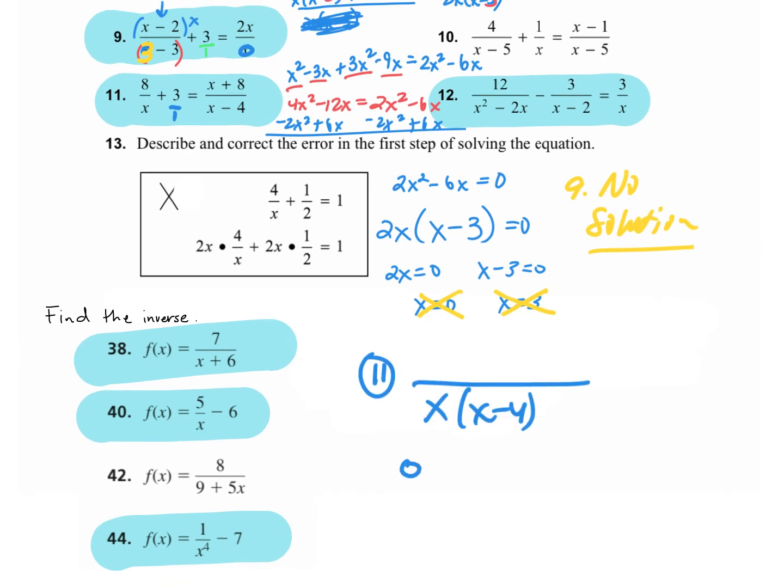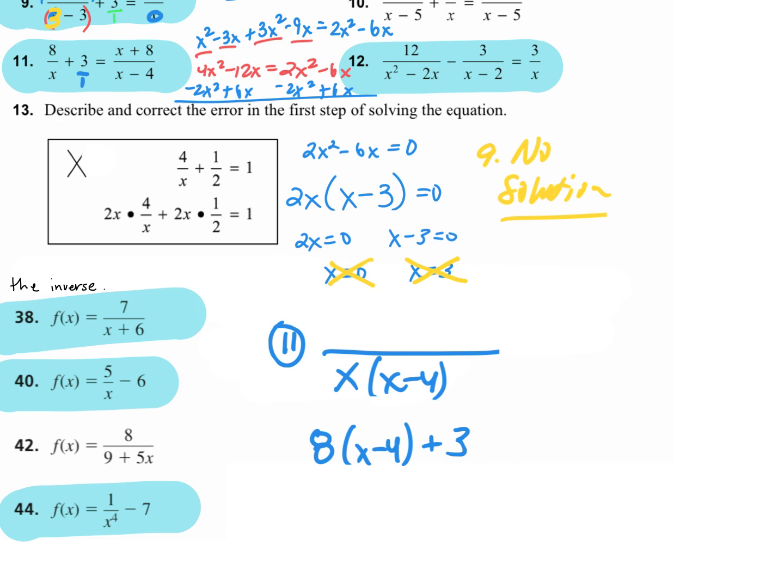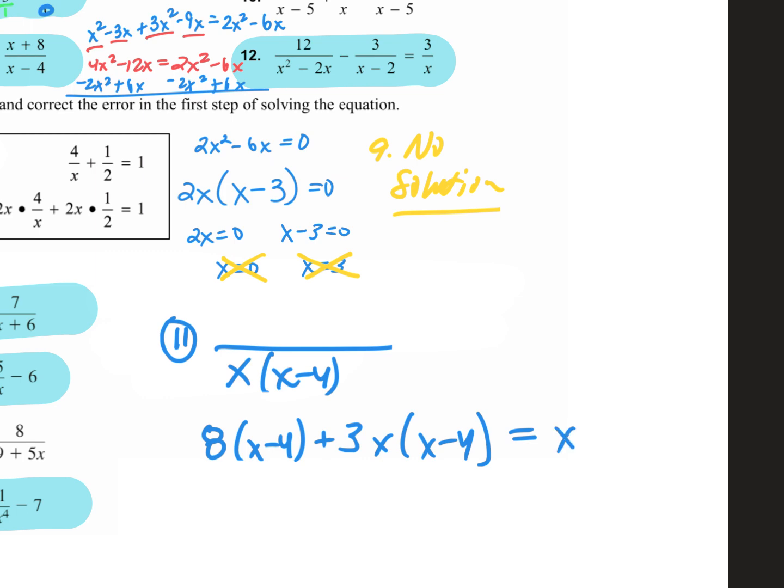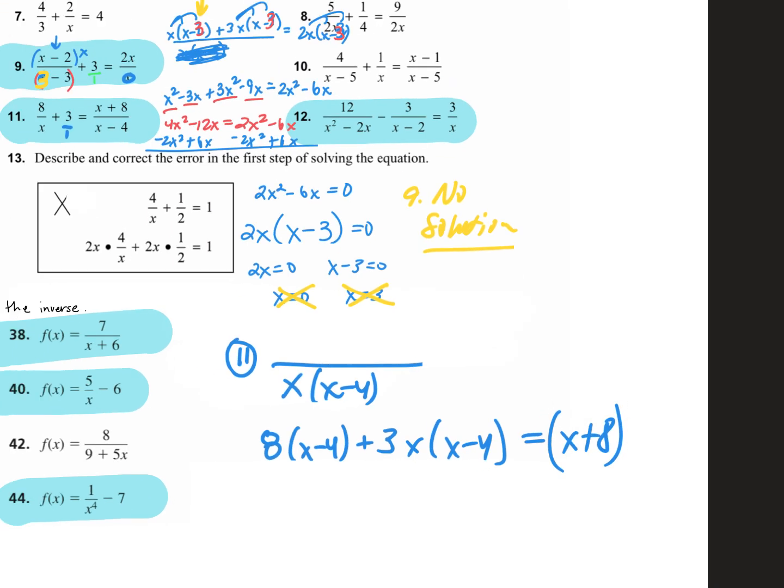X minus 4. So I'm going to write 8 times x minus 4. My second, I have the whole number 3. What is it missing? Both the x and the x minus 4. Good. Then I have an equal sign. Then I have x plus 8. It has the x minus 4. What is it missing? Just the x. Everybody see what I just did there?